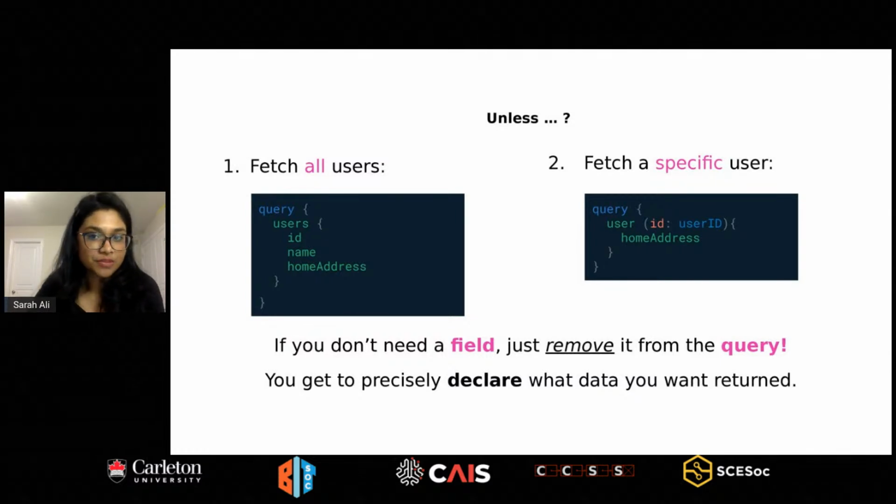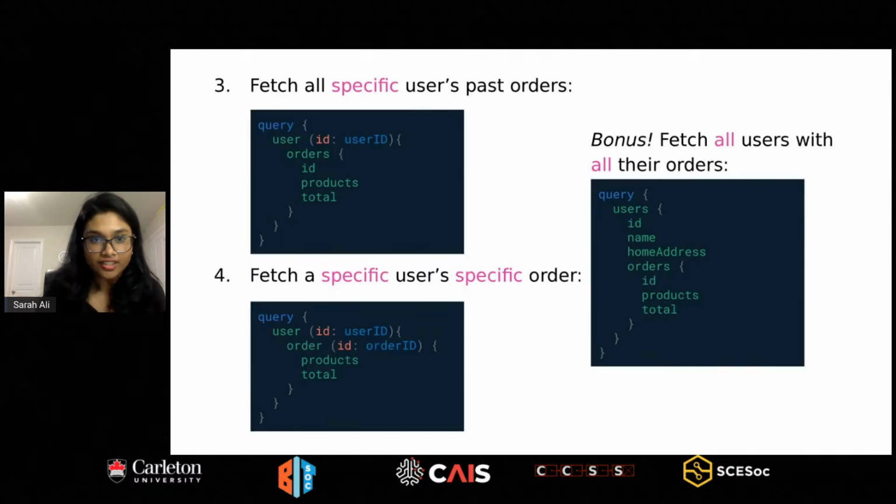You can also do the same for a specific user. For example, I don't want name, I just have home address. Perfect. I get just that and not extra fields. The front-end developer does not need to filter the data that comes from the server anymore. Cool. You can also get the specific user's past orders. Really simple. You specify it in here.